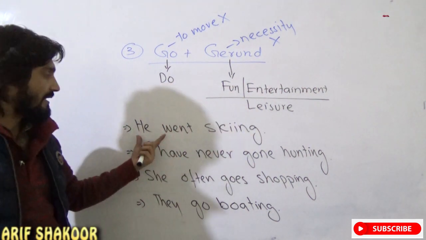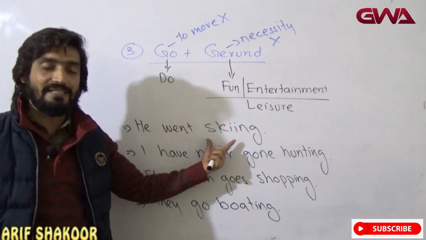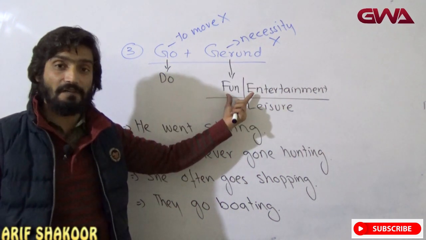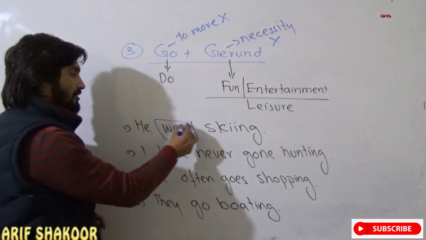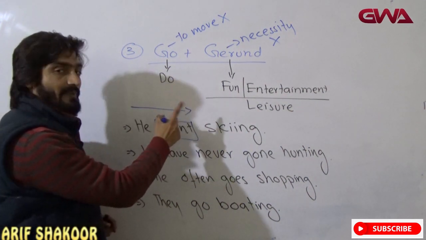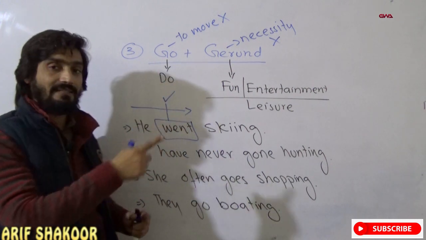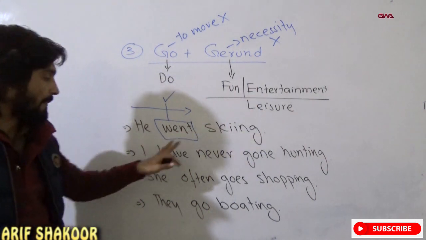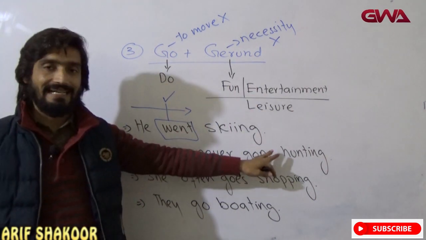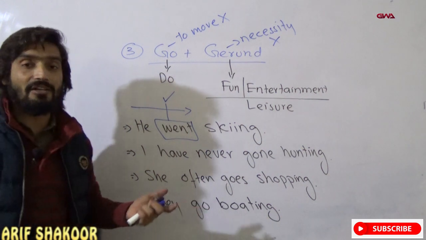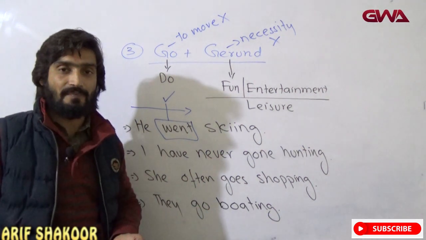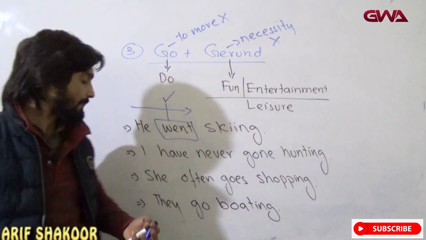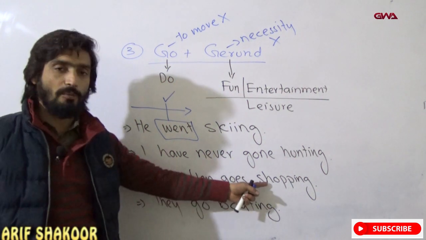For example, he went skiing. Now, skiing is not something we need. It is something we do for fun. And here, went does not mean that he went from one place to another place. No, it means that he did it. He did this activity for fun, for entertainment. I have never gone hunting. Now, hunting is not something we need in our life. It is something we do for fun. Hunting is fun.